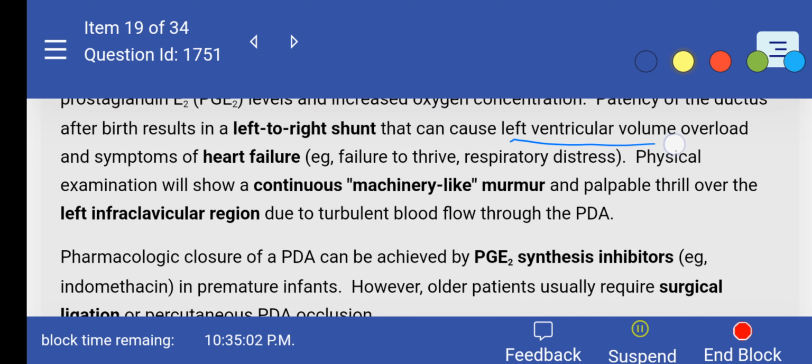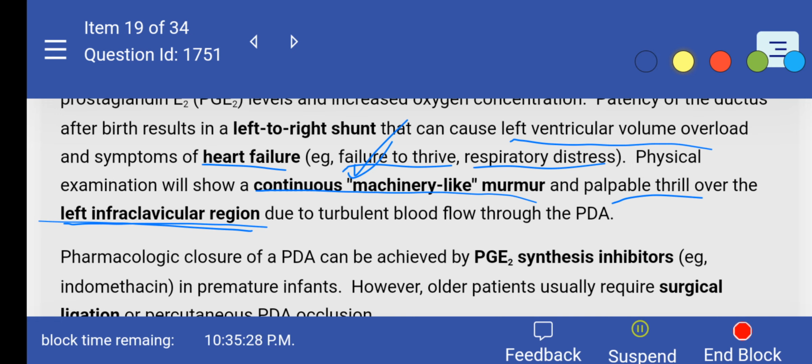So left ventricular volume overload and symptoms of heart failure, right? And that is, in this case, failure to thrive and respiratory distress. Physical examination will show a continuous machine-like murmur that is associated with the PDA, right? Machine-like murmur is associated with PDA. Remember, this is an important MCQ. And a palpable thrill over the left infraclavicular region due to the turbulent blood flow through the PDA.